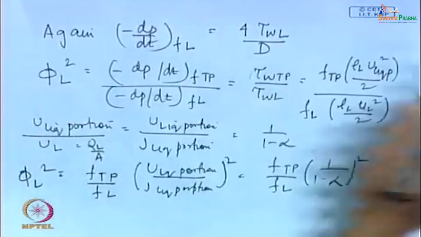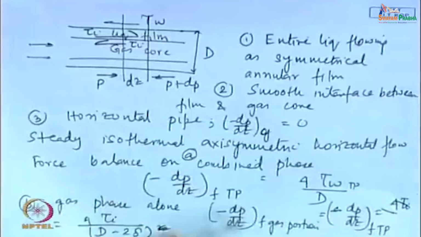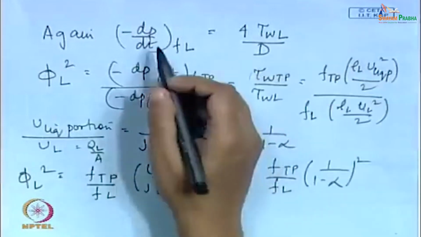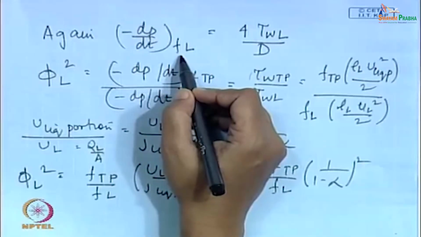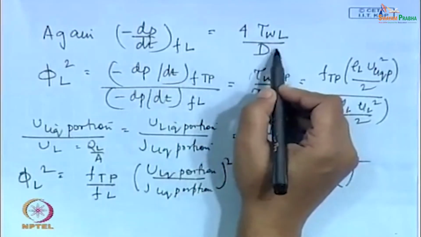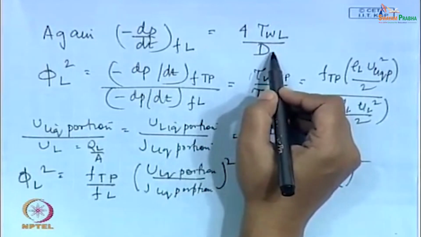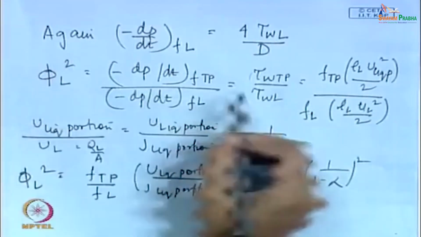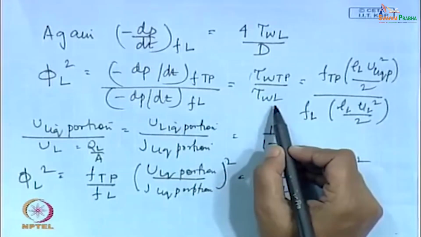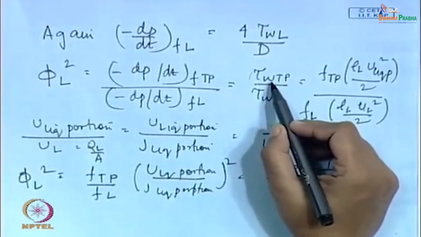So, once we have found out minus dp dz f tp, the next thing was to find out the frictional pressure gradient when the liquid portion, the liquid film, flows alone in the pipe. That was nothing but this, is not it? And then phi L square could be expressed as tau W TP by tau W L, yes or no? Fine. Now, what is this tau W TP?